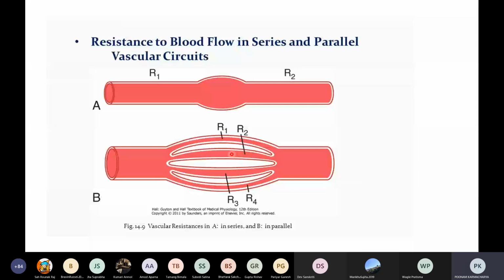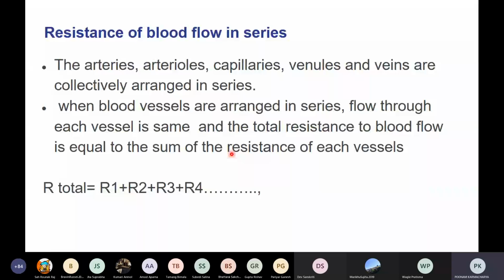Now we're going to see how resistance differs in the series circuit and how it differs in the parallel vascular circuit, right? Now, resistance of blood flow in series: the arteries, arterioles, capillaries, venules and veins are collectively arranged in series, right? So you saw in the previous picture, they are arranged in series. When blood vessels are arranged in series, blood flow through each vessel is the same and the total resistance to blood flow is equal to the sum of the resistance of each vessel.